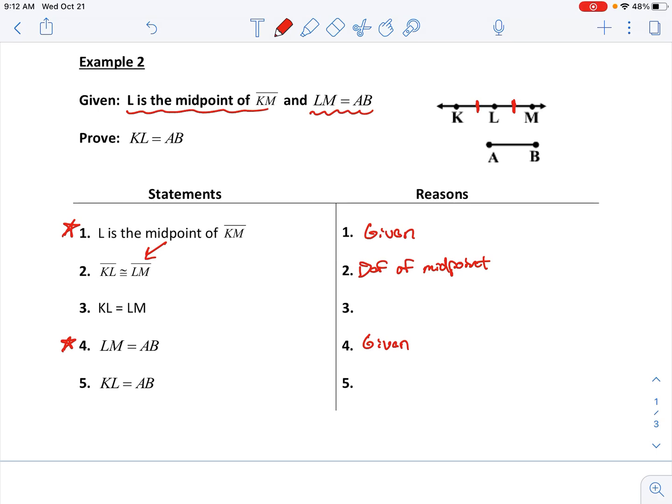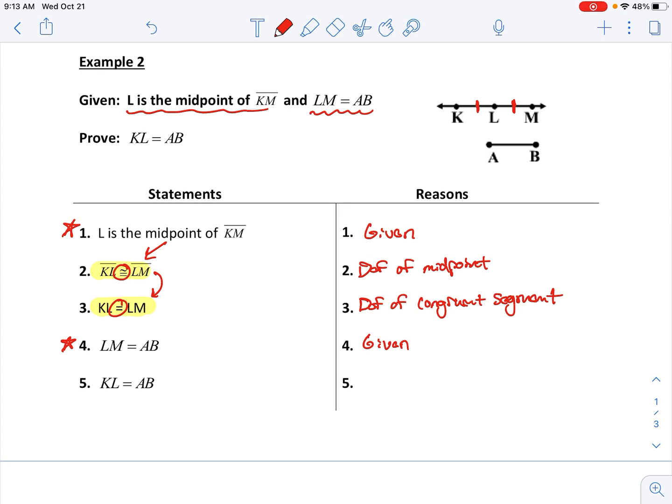Now, when I'm going to here, if the same two segments, you'll notice that KL and LM, they're congruent. I also know they're equal. That is a new reason. That is called the definition of congruent segments. And that definition says if segments are equal, then they are congruent. If they are congruent, then they're equal. So notice the only thing that's changing is I'm saying that if they're congruent, they're equal. That's the definition of congruent.